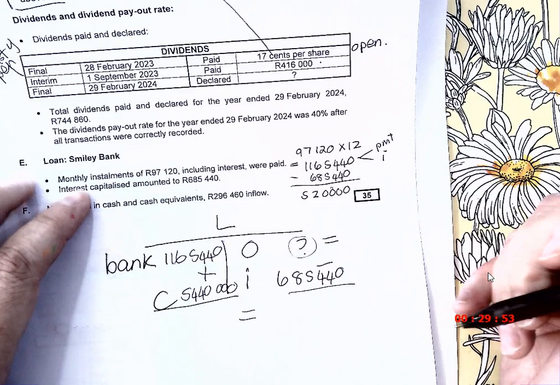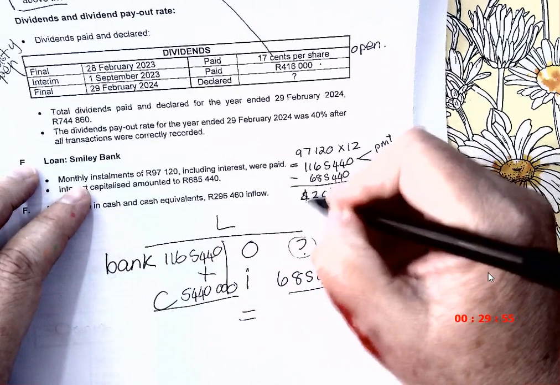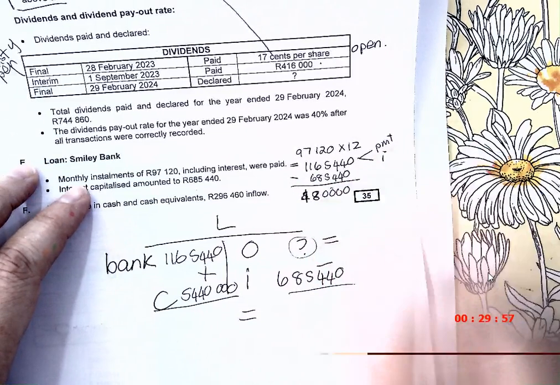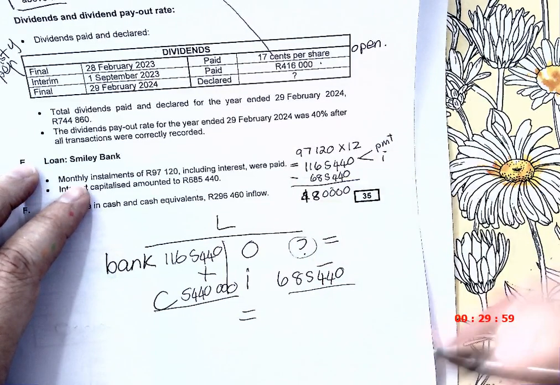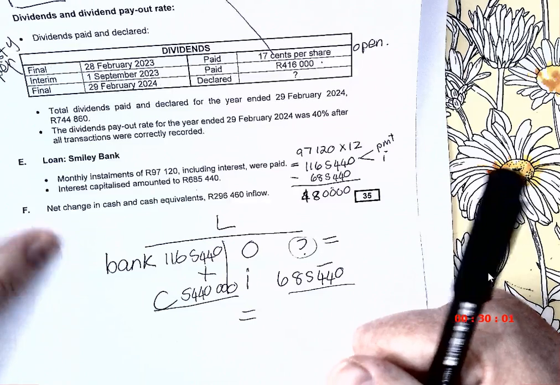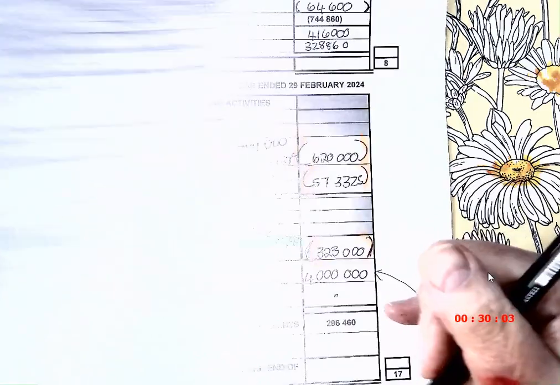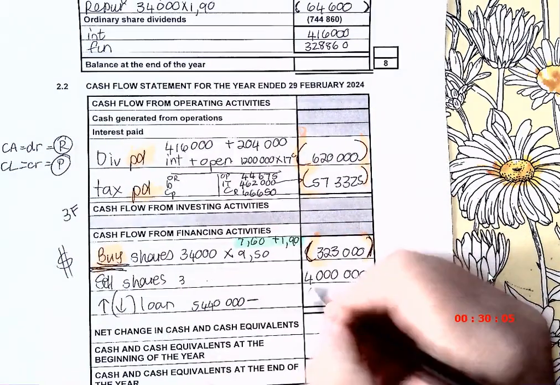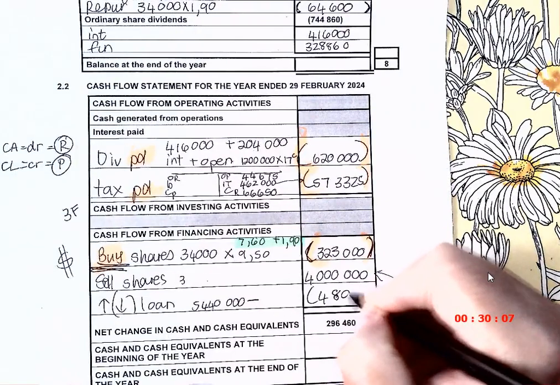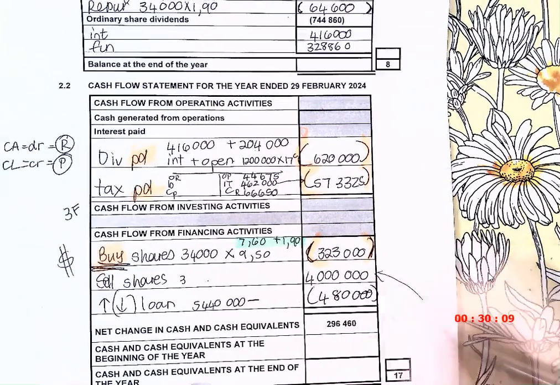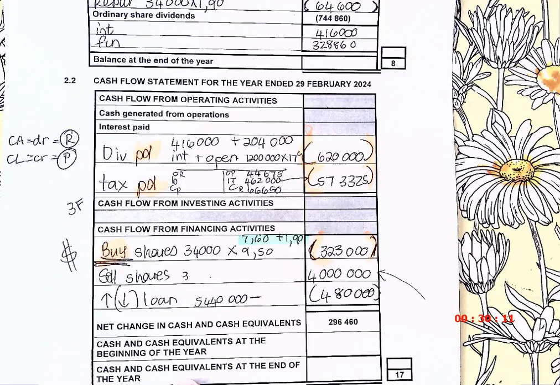$480. Did I minus like a Saturday morning? Okay, so it's 480. Yeah. So it's 480. I paid back 480. Everybody sharp? Yeah, I didn't minus right. Is everybody happy? Can I go on?